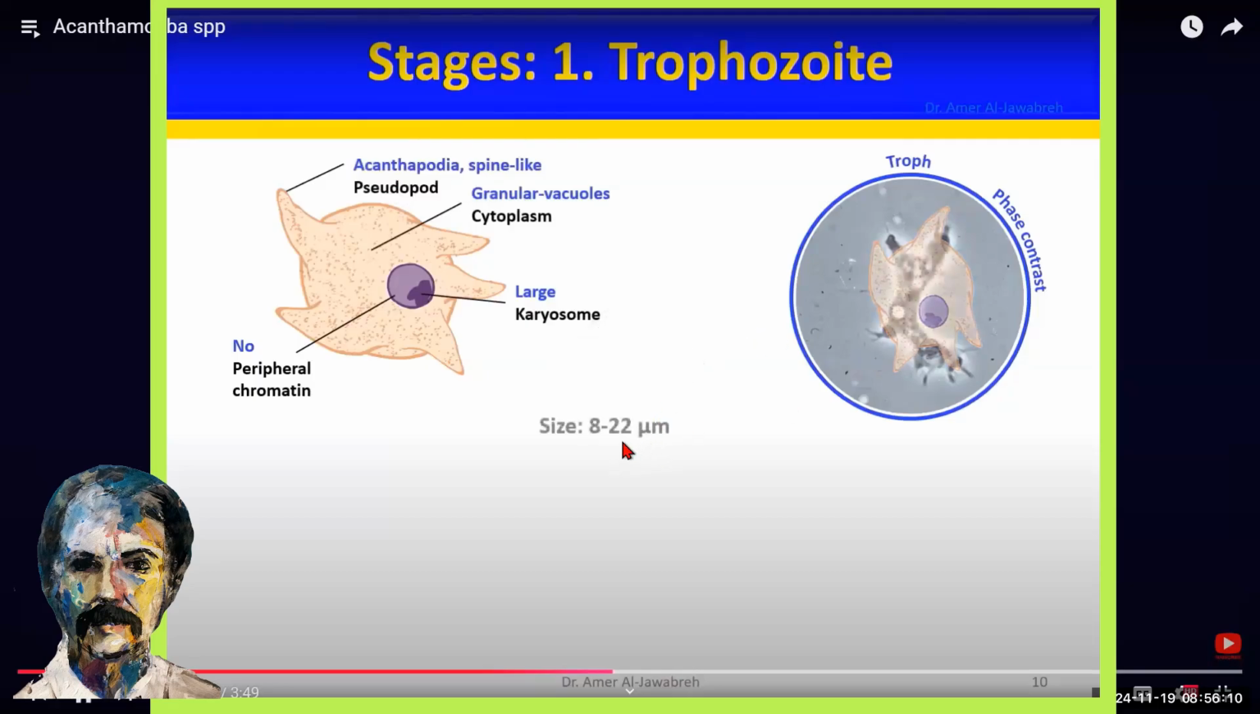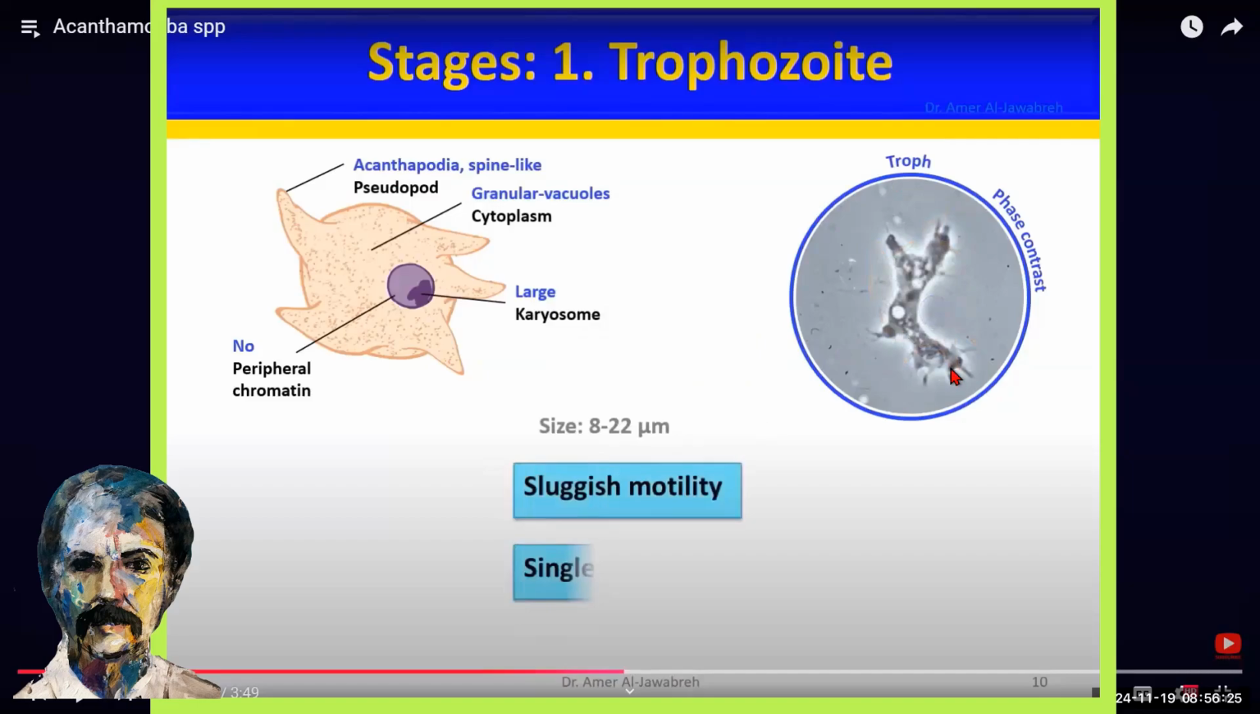This is how it looks. 8 to 22 micrometers, not very big, not like the Balamuthia, which can reach up to 60 micrometers. This is the trophozoite, phase contrast. See how it looks? It looks like something like a reptile. Sluggish motility, not very fast. Lots of vacuoles, granular vacuoles in the cytoplasm. Single nucleus, this one here, but you cannot see the nucleus here because it's not stained. Usually nuclei are not visible, mostly because they are DNA, and DNA is colorless.